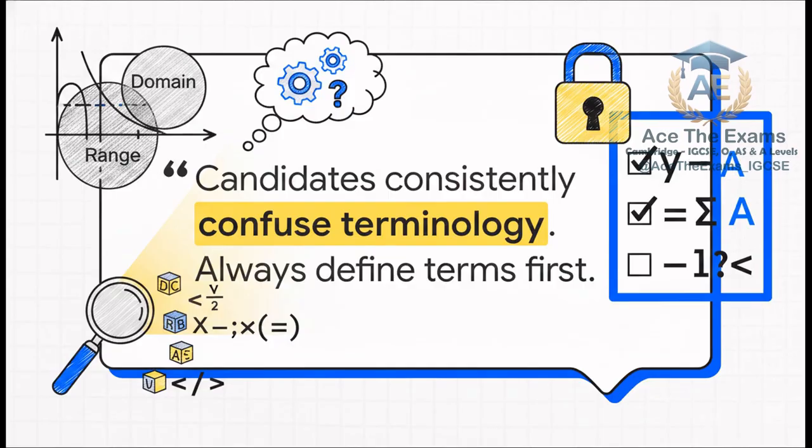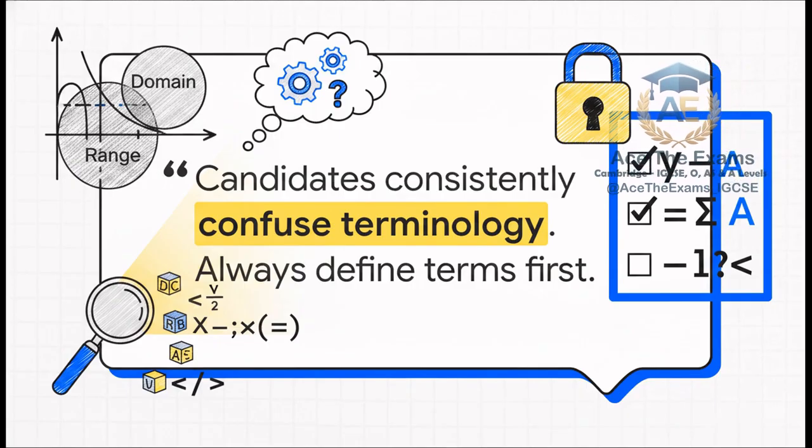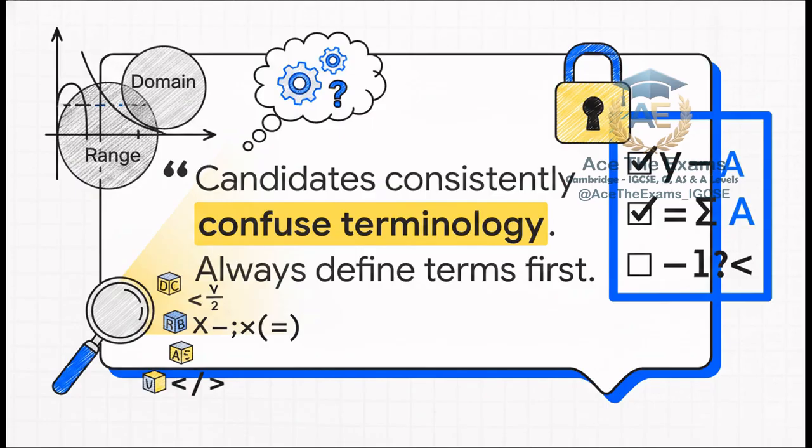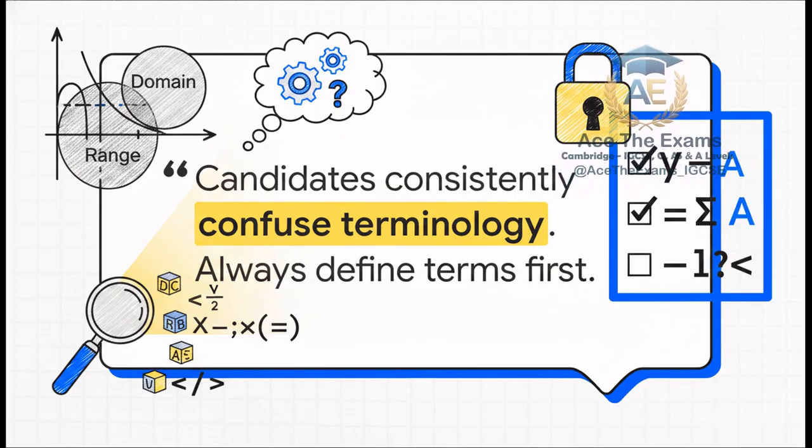And this brings us to an incredibly direct, no-nonsense warning straight from the source. The examiners say, candidates consistently confuse key terminology. Always define terms before using them in extended responses. This direct warning shows exactly why locking down your vocabulary is just as critical as the algebra itself.